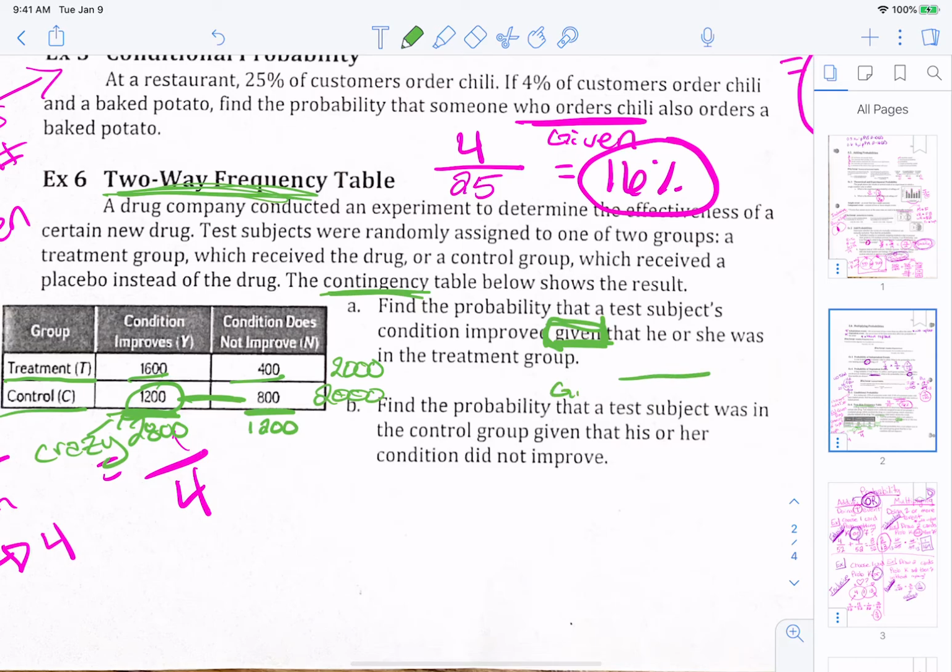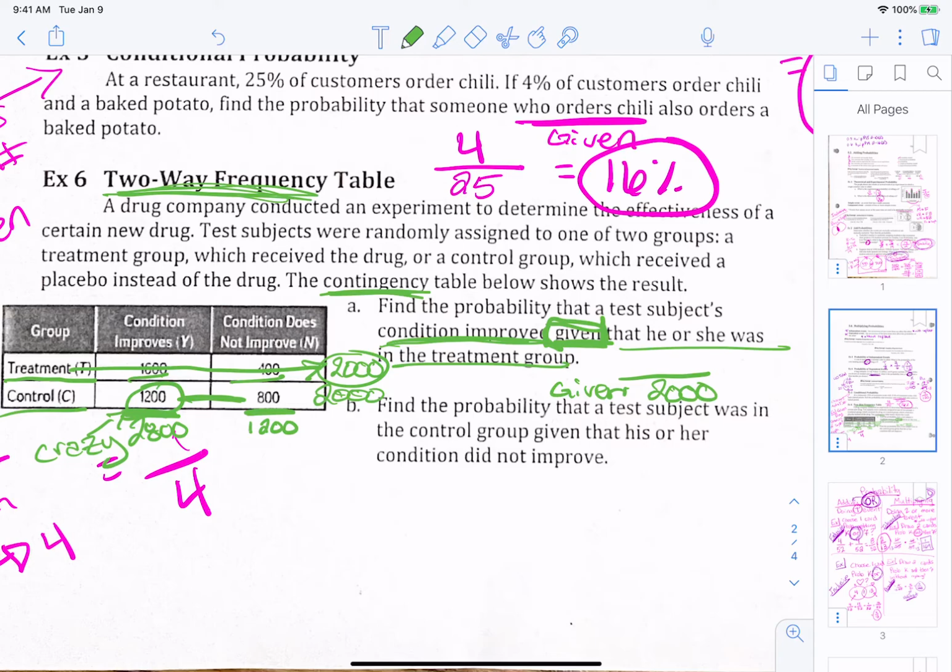The given number always goes on the bottom. Okay, so given they were in the treatment group. You kind of have to read these backwards. So everything after the given is what you're going to look at first. Given they were in the treatment group. How many people were in the treatment group? 2,000 total, right? 2,000 total were in the treatment group across treatment.